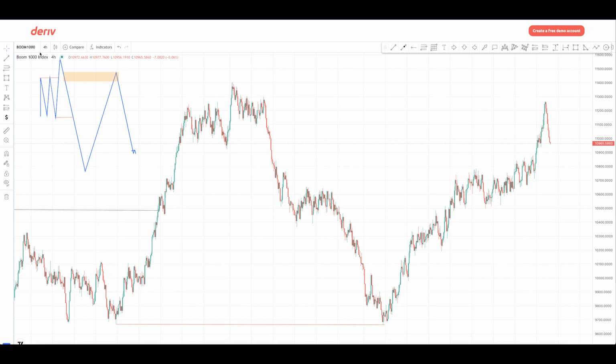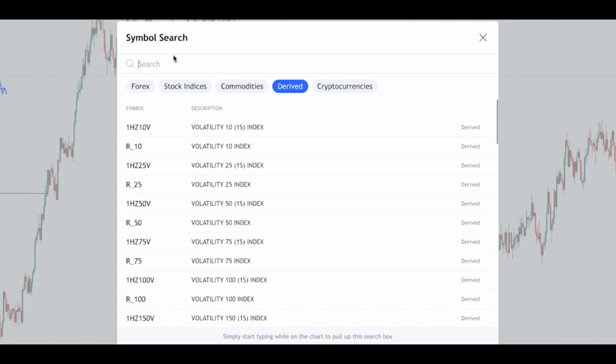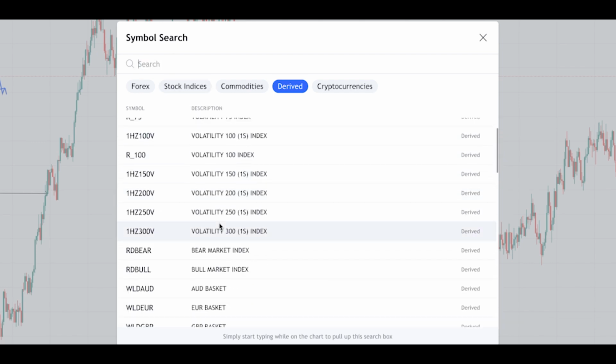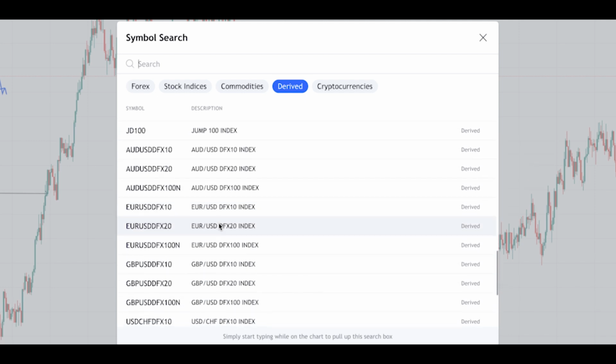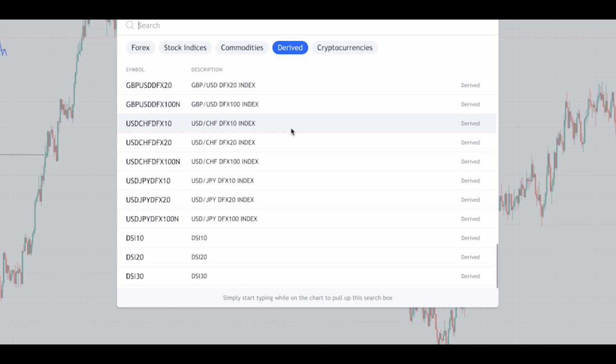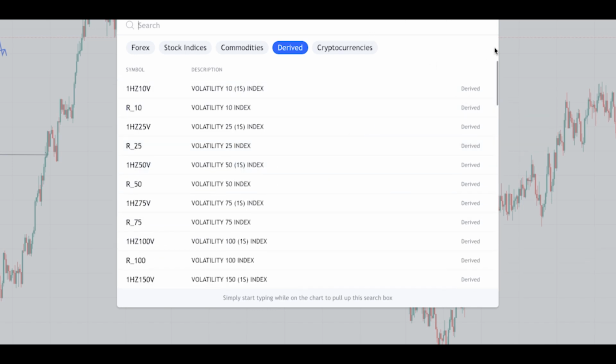On synthetic indices, we trade different assets. You can see we have different assets here. We trade the Boom, we trade the Volatility, we trade the Crash. You can see we have a lot of assets here that you can trade, and most of these assets are highly volatile, unlike the currency pairs.